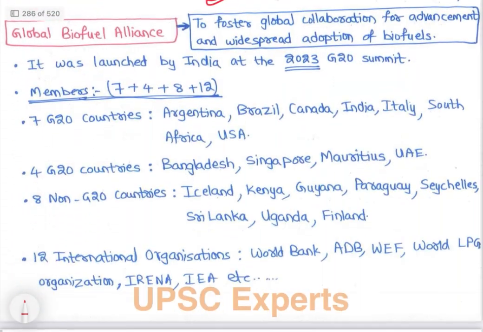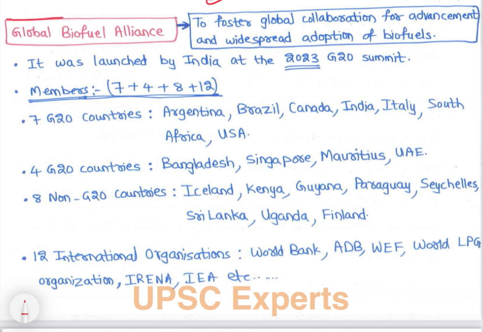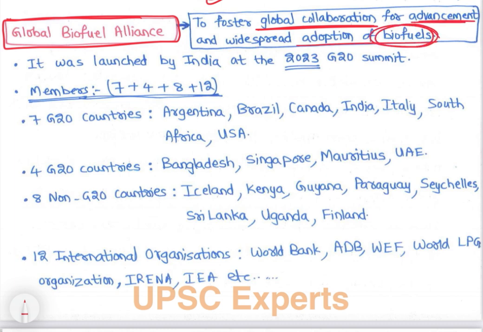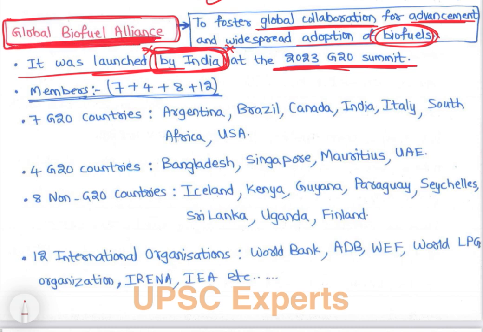So now let's study the Global Biofuel Alliance. Global Biofuel Alliance, that is to foster global cooperation for advancement and widespread adoption of biofuels, right? It was launched by India, so that's why it is important. Launched by India, right, at 2023 G20 summit. So this makes it very important. Global Biofuel Alliance, GBA, launched by India at 2023 G20 summit.